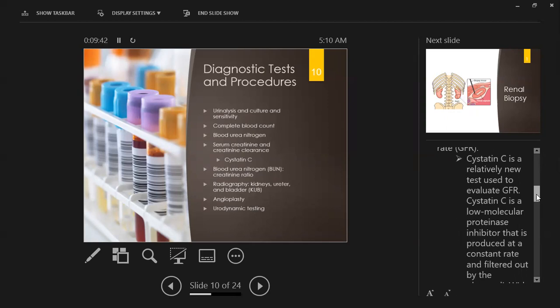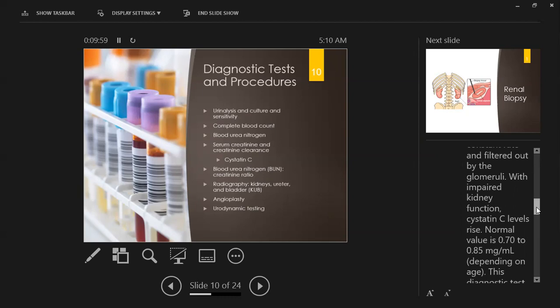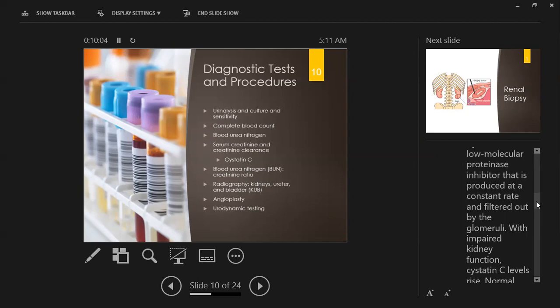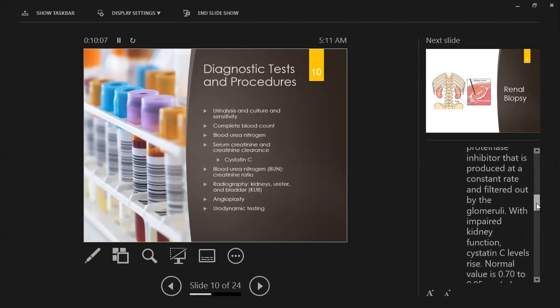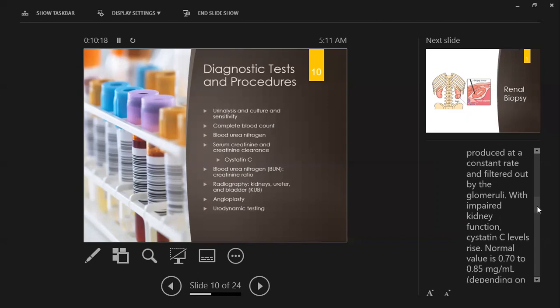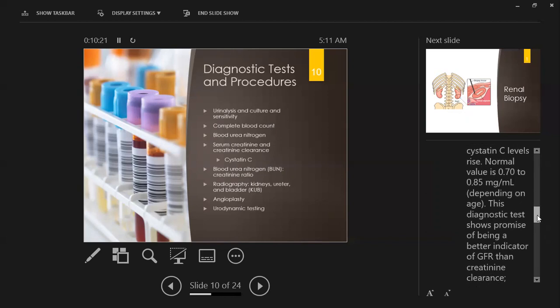There's also a newer test called the cystatin C. It's a test used to evaluate glomerular filtration rate as well. Cystatin C is a low molecular proteinase inhibitor. It's produced at a constant rate, and therefore it's very easy to track how well the kidneys are doing because the inhibitor is produced at that constant rate and not with excessive production with exercise, etc. And with impaired kidney function, we may see those cystatin C levels start to rise as the kidney struggles to excrete that excess waste.